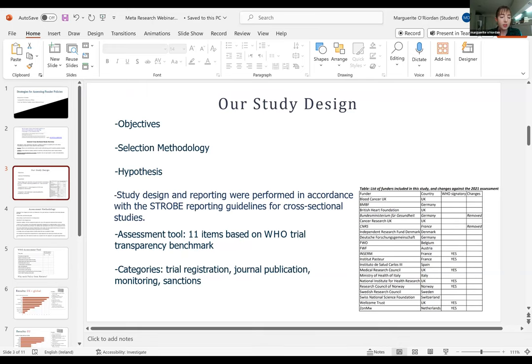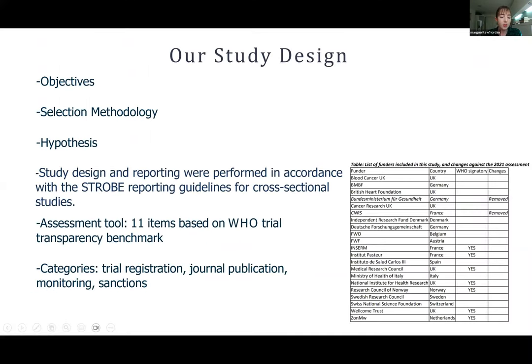Okay, so in terms of our objectives, it was to assess to what extent the policies and monitoring systems of 25 of the largest public and philanthropic medical research funders in Europe, which included 6 other funders which hadn't originally been studied by the group at TranspariMED, meet the standards stipulated by the 2017 WHO joint statement, which we'll look into in detail two slides over, as to what were the parameters that we studied.